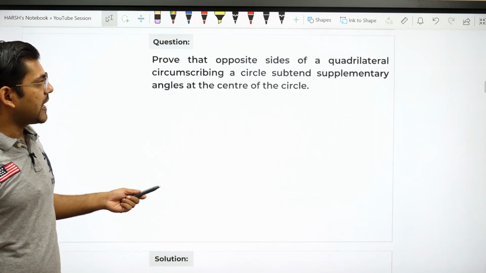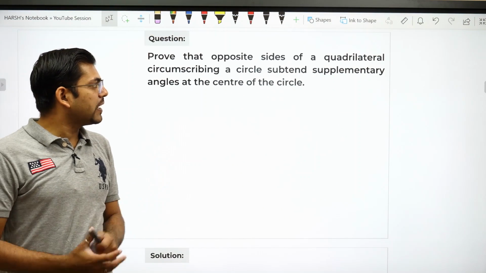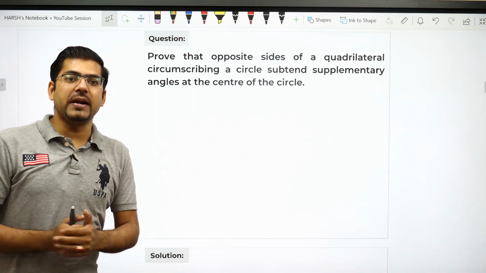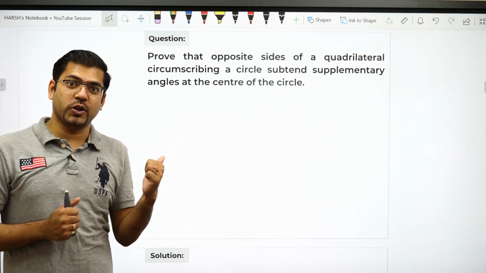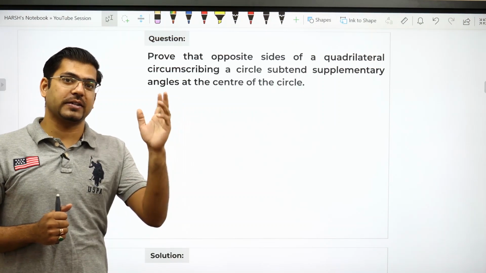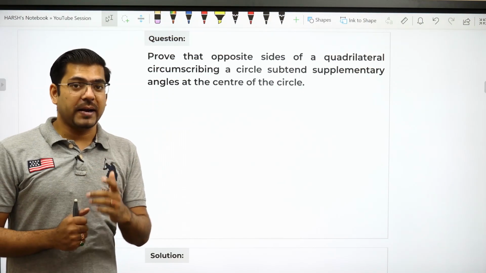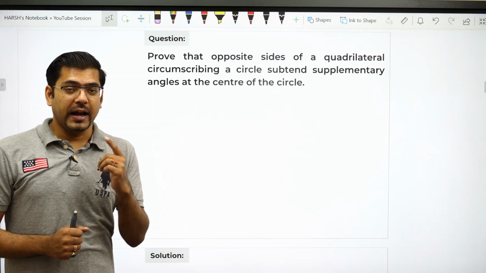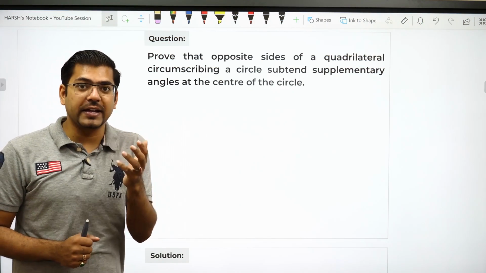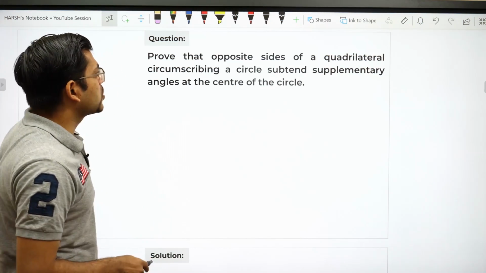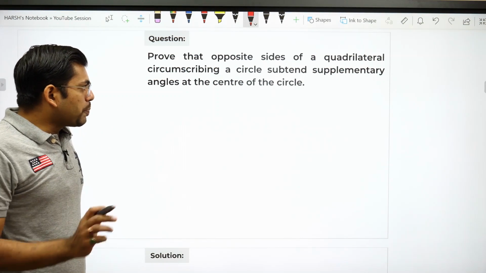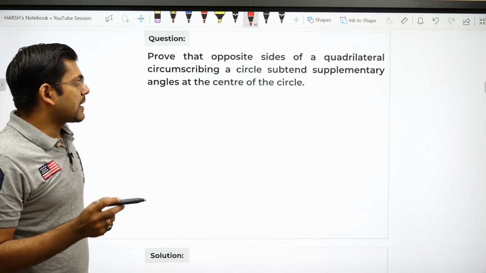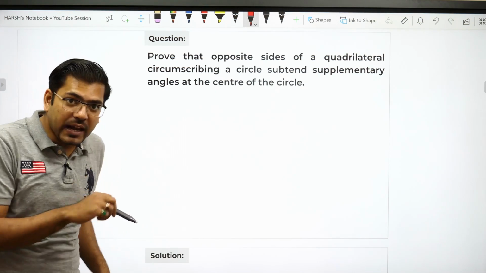Prove that opposite sides of a quadrilateral circumscribing a circle subtend supplementary angles at the center of the circle. I guess you would have seen this question in the textbook, or in RS Agarwal or RD Sharma. But again, this question is very important, and it takes good analytical thinking to solve. Let us see how to solve this question. So I'll just draw a rough diagram. We have to prove that opposite sides of a quadrilateral circumscribing a circle.